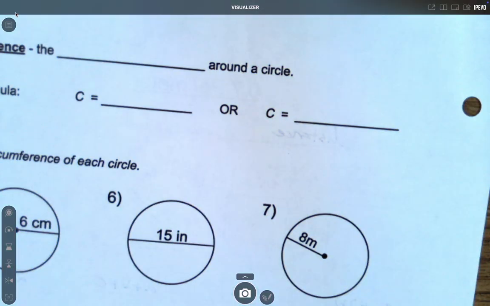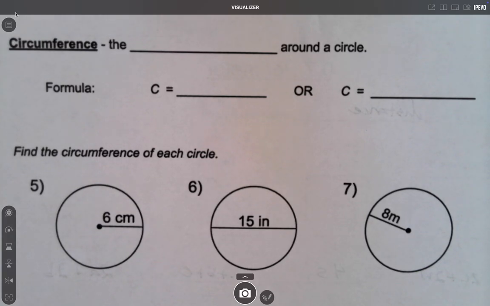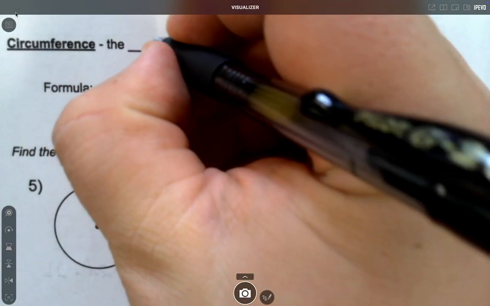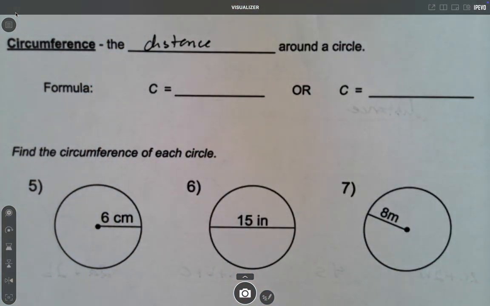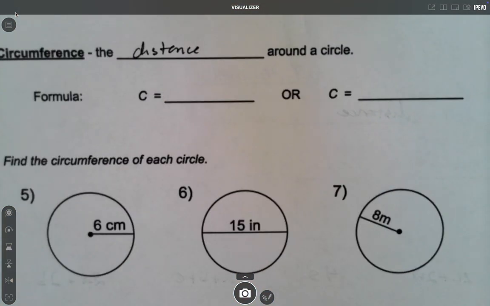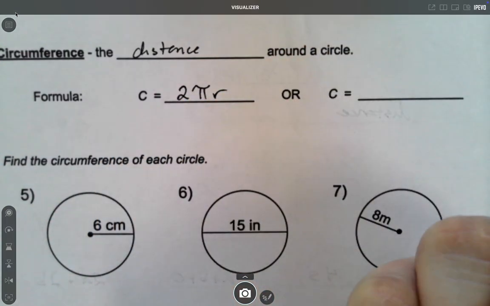Okay, as we flip over to the back, we're talking about the perimeter of the circle. It's the distance around the circle, but it's called the circumference because we're dealing with a curved line instead of straight lines. The circumference is the distance around a circle. And there's 2 ways you can write the formula for this. I'd say the more common one you'll see is 2 times pi times r.